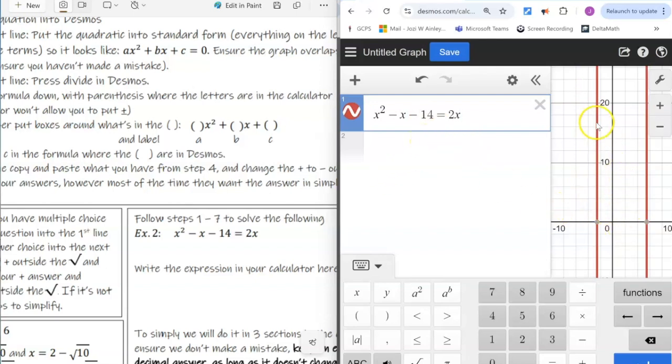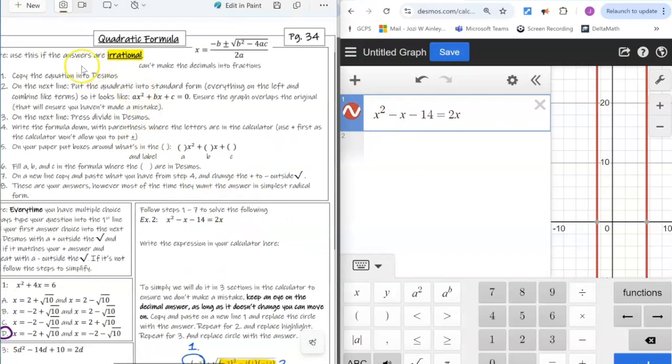So remember, you're checking your answer or checking my work as I go to make sure the graphs match. So there's my question. I've copied it in the decimals. It says number 2, on the next line, put the quadratic into standard form. Everything on the left and combine like terms. So it looks like this.